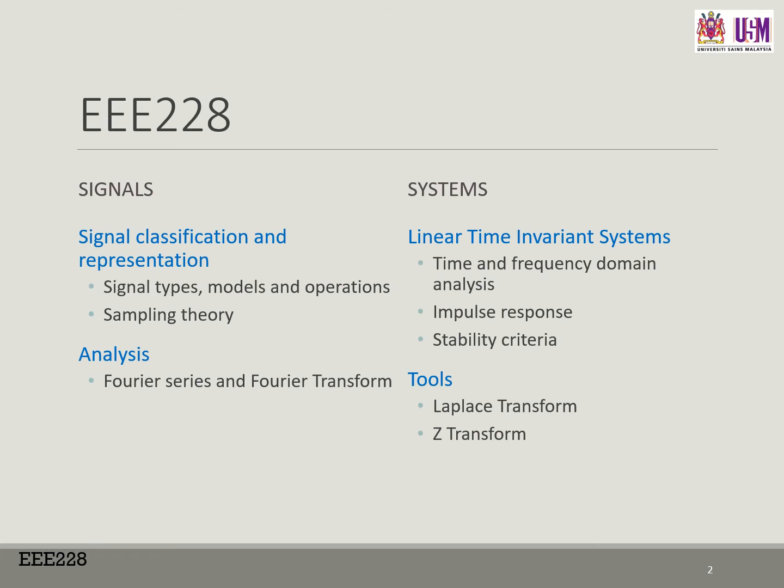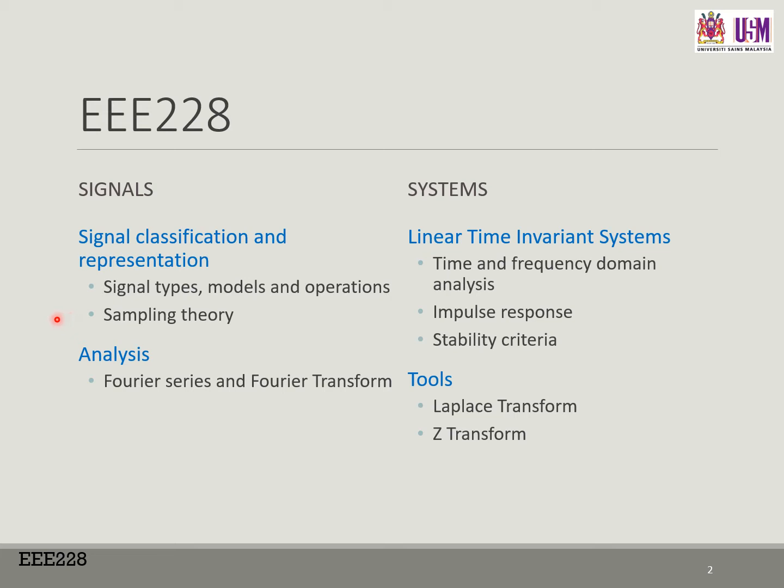There are two big parts in this course. Of course, they are signals and systems. Under the topic of signals, we will look at signal classifications and representations that will include signal types, signal models, and some basic signal operations. And then we will look at sampling theory. In this course, we'll be looking at not only continuous signals but also discrete signals. So we are going to look at sampling theory because in this subtopic, you'll be taught how to change or transfer from continuous signals to discrete signals.